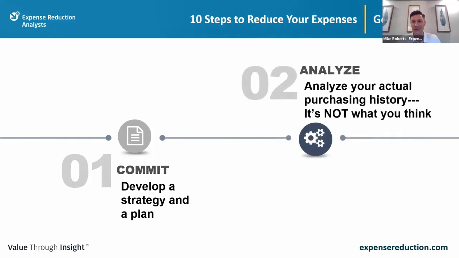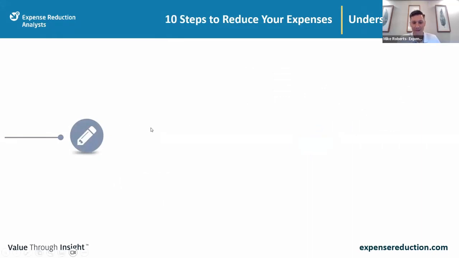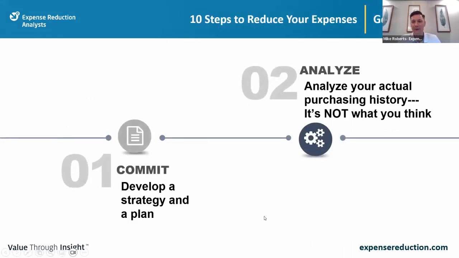So that's step one. Step two is you have to understand your purchasing history to be able to effectively manage your expenses. Whatever that method is, however you go about understanding, analyzing and tracking your purchasing history, it's important that you do that process.